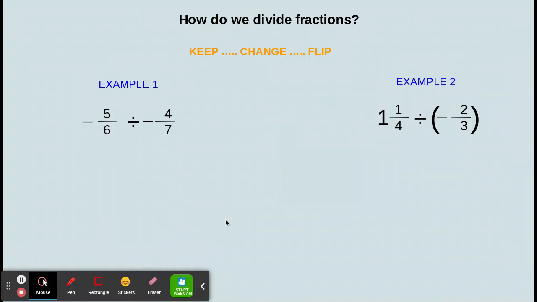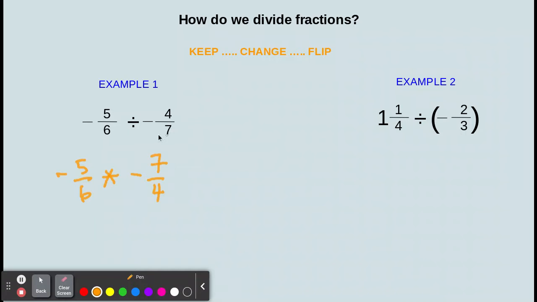Okay, now remember, rational numbers are fractions and decimals. So first we have to remember, how do we divide fractions? And there's a very special rule with dividing fractions, and that is keep, change, flip. We keep the first fraction the same. We change the sign to be a multiplication, and then we flip the second fraction. That means we're creating the reciprocal.